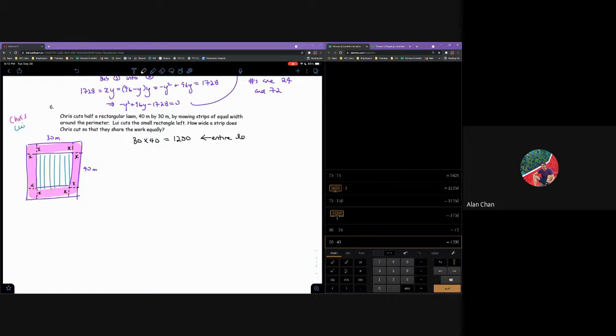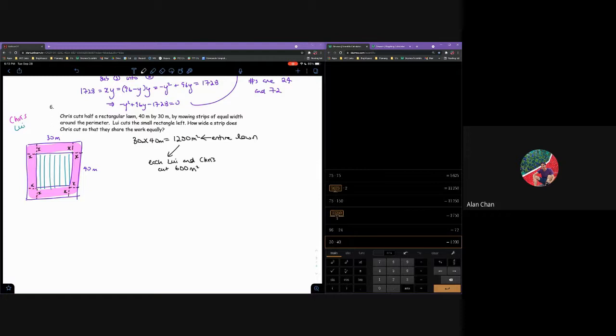So this is the entire lawn. And then, of course, since we want them to share the work equally, that would mean that each, Louis, is that how you spell it? And Chris cut 600 meters squared, right? I should really have put those in meters squared. This is meters, this is meters. Okay, anyways, let's move on.